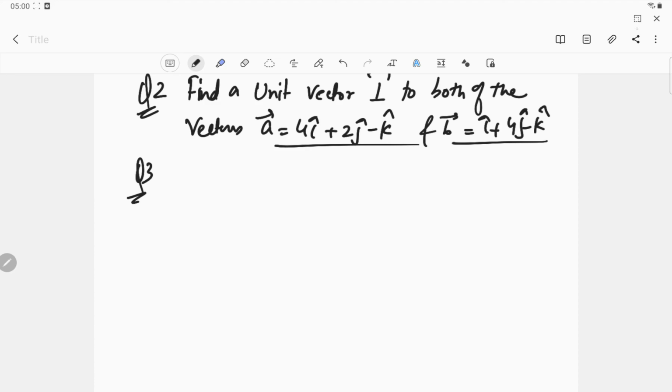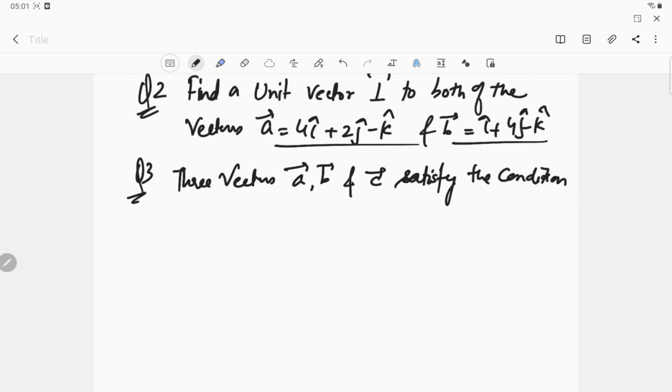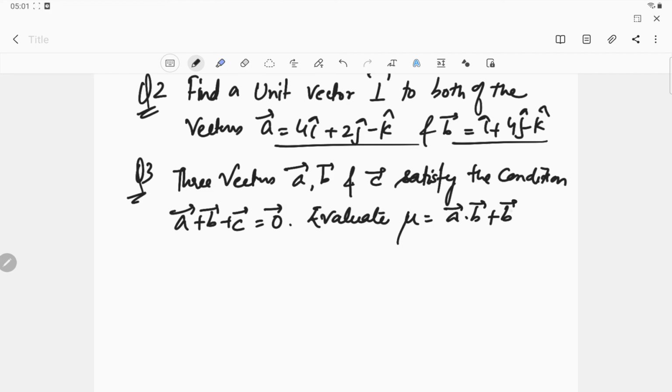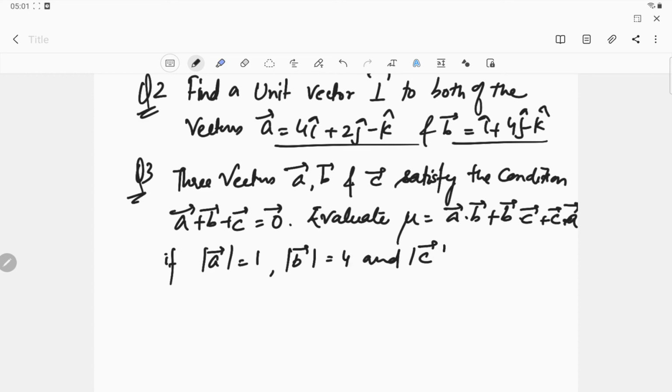Another question for you, the last. 3 vectors A vector, B vector and C vector satisfy the condition A plus B plus C equals to 0, then evaluate mu equals to A dot B plus B dot C plus C dot A, if magnitude of A is equal to 1, magnitude of B is equal to 4 and magnitude of C is equal to 2.